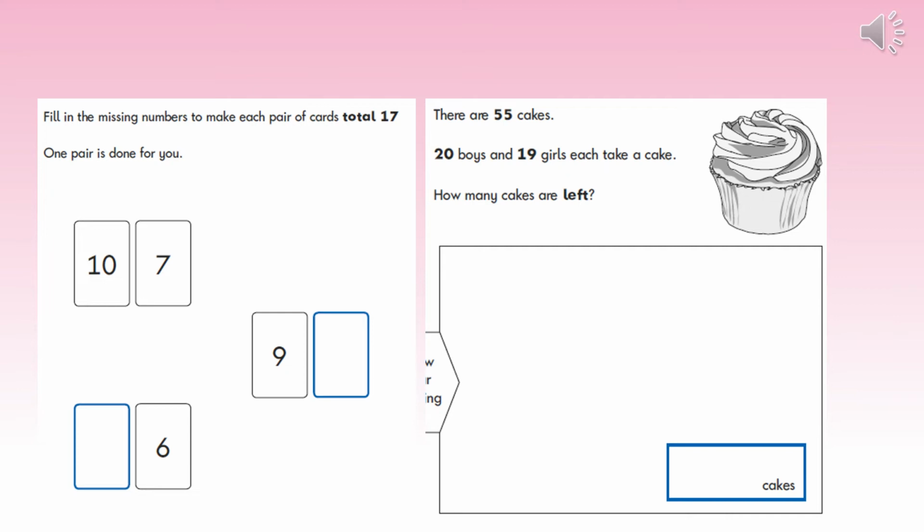So we're hoping here that the children would first of all work out that they are having to add the 20 and the 19 and then obviously taking away from the 55. So it's a two-step problem. We encourage the children to show their workings. Often they might get a few more marks, but we can also then detect where they may have made a mistake.